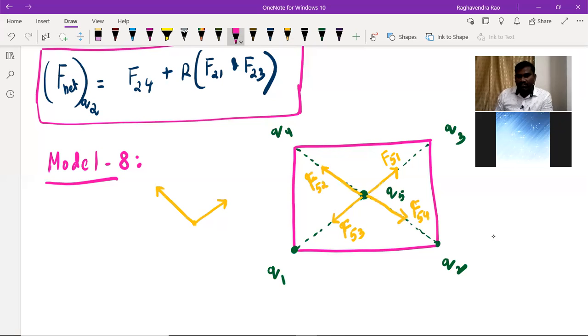Now, what is the net force acting on this Q5? The resultant of these two is acting in this direction. The resultant of these two is acting in this direction. Now, the net force will be like this. This is the direction of the net force.